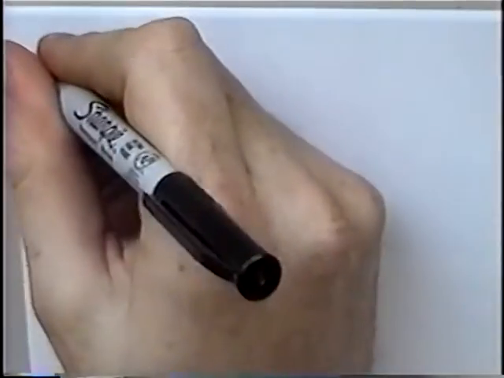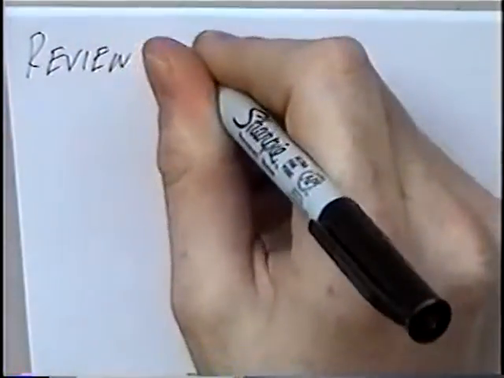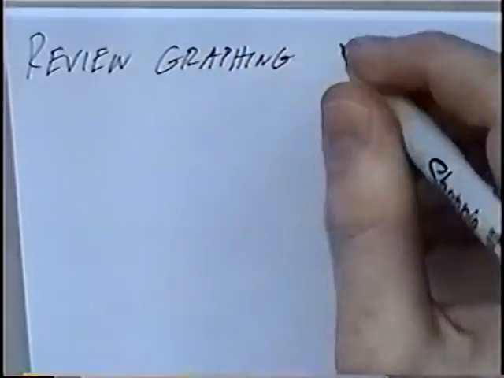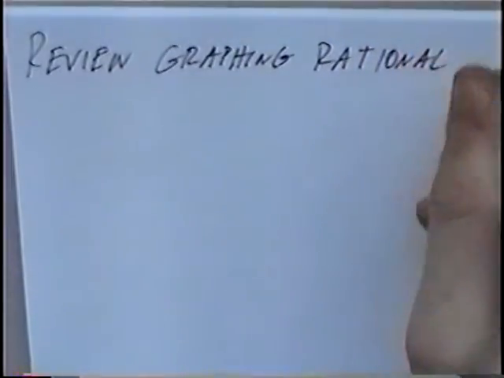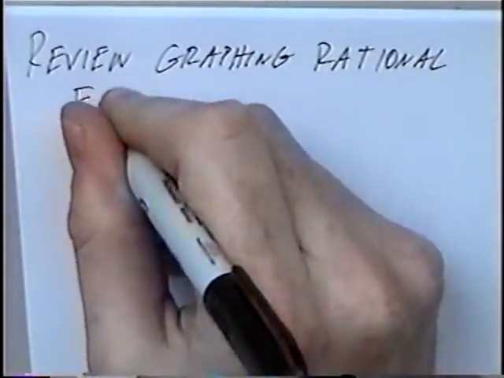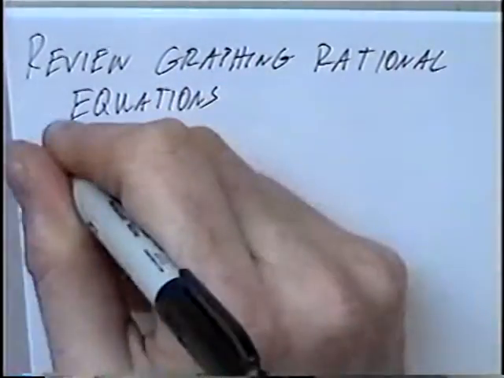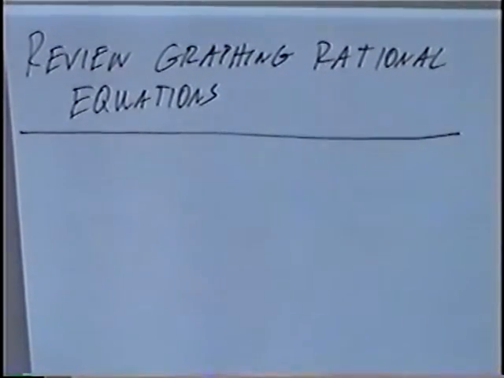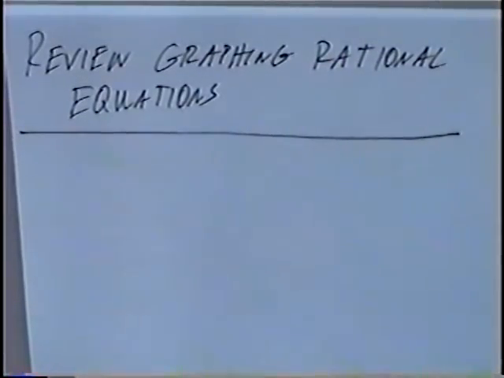Title of the first section is Review Graphing Rational Equations. In this section, we'll review graphing rational equations, which have vertical and horizontal asymptotes, and holes.